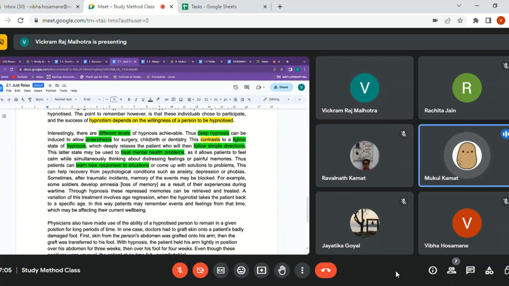This can help recovery from psychological conditions such as anxiety, depression, or phobias. Yes. Recovery from psychological conditions. Very much. Excellent.